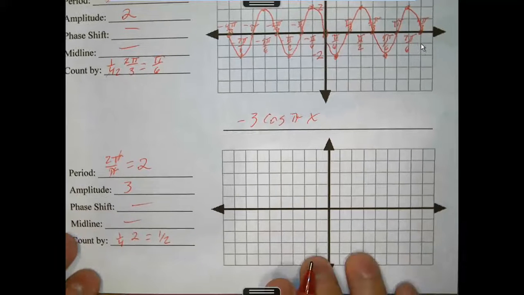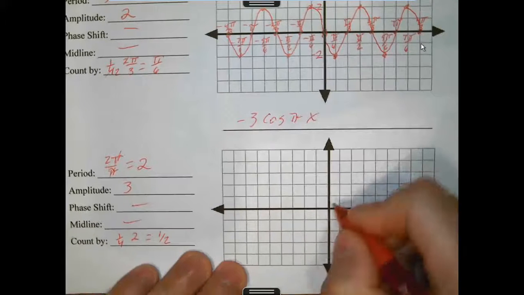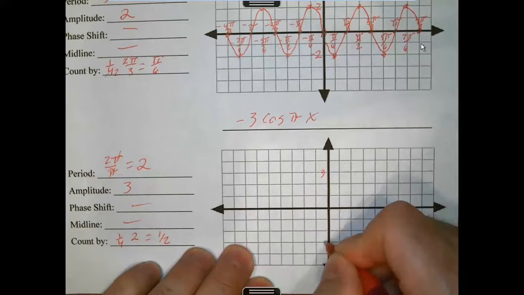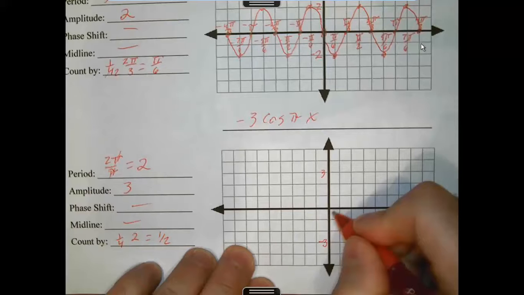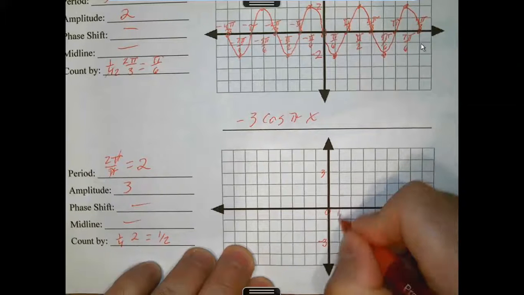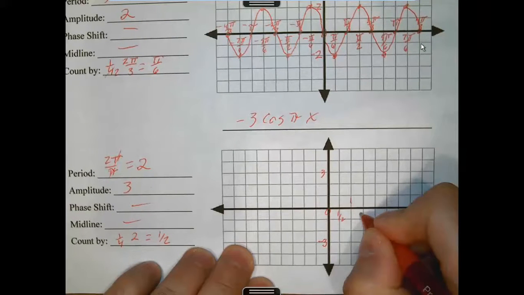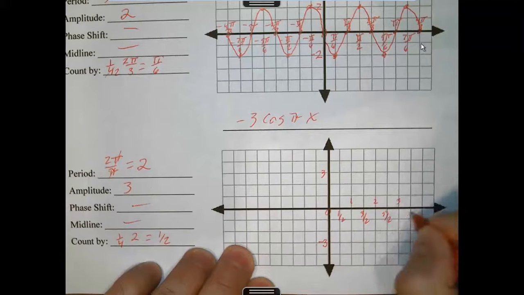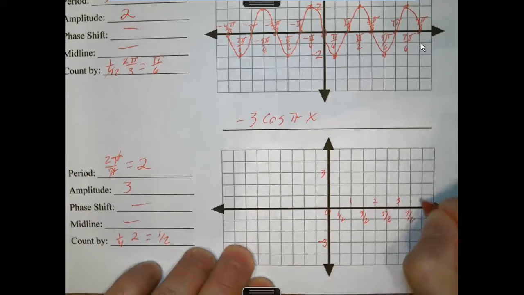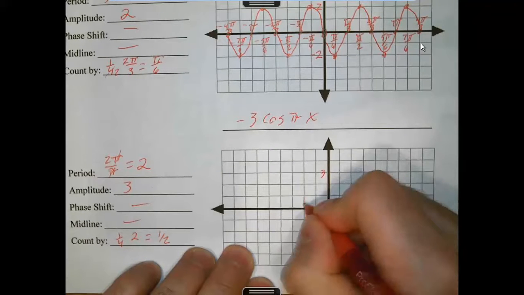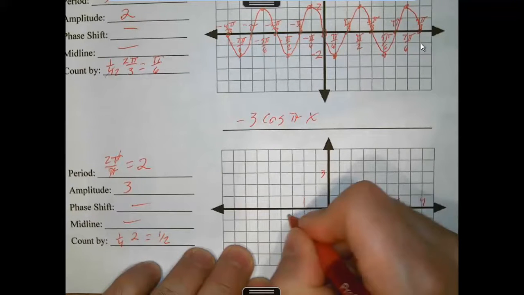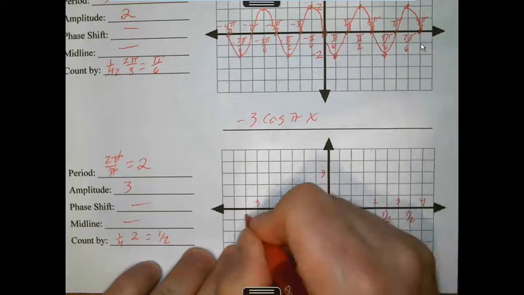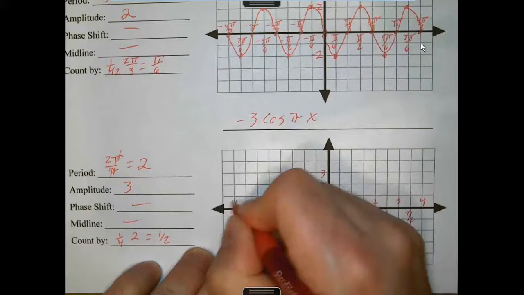Okay, so my amplitude is 3. 1, 2, 3. 1, 2, 3. I start at 0, and I count by half. 1/2, 1. 3 halves, 2. 5 halves, 3. 7 halves, 4. Now do the negative side. Make them all negative.